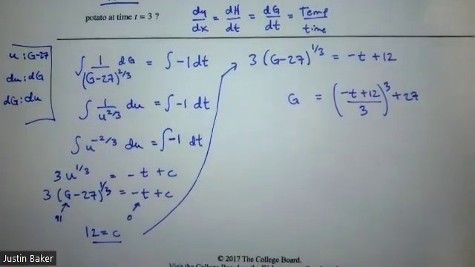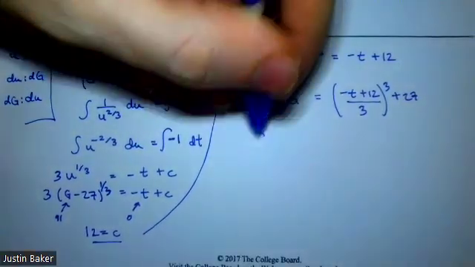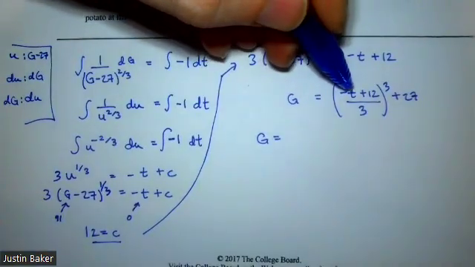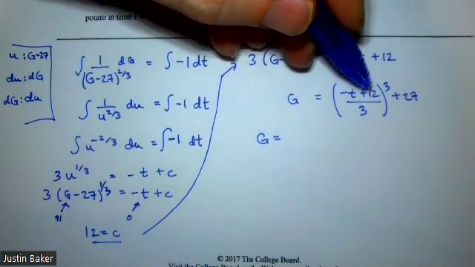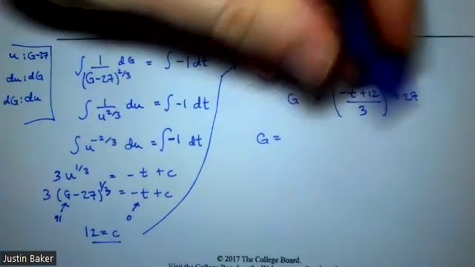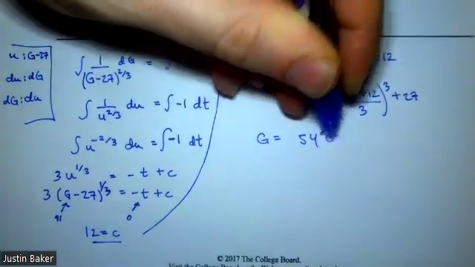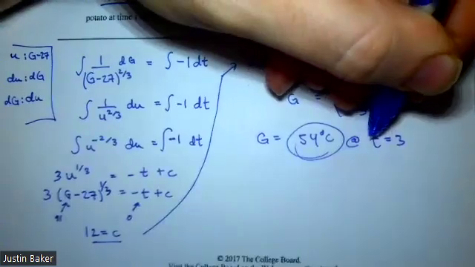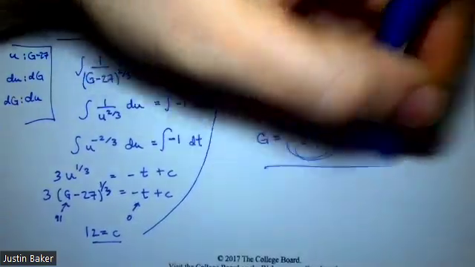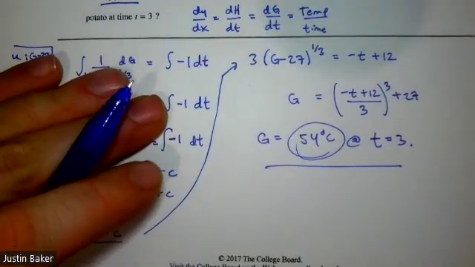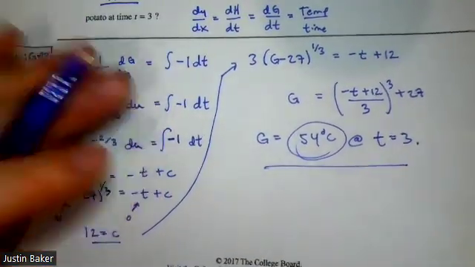And finally, it asks us to plug in 3 for T. What is the temperature at 3? So G would be equal to, if we put a 3 in here, -3 plus 12 is 9. 9 over 3 is 3. 3 to the 3rd is 27, and 27 plus 27 is 54 degrees Celsius at T equal to 3. And again, of course, feel free to pause and rewind if you would like to go back over that.